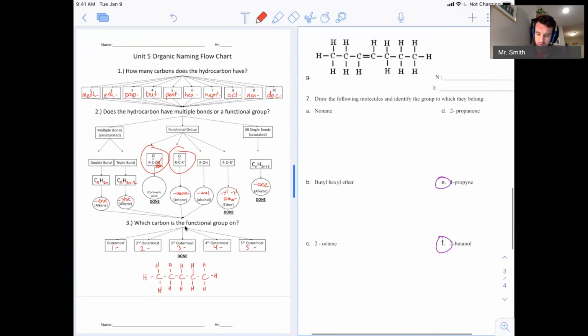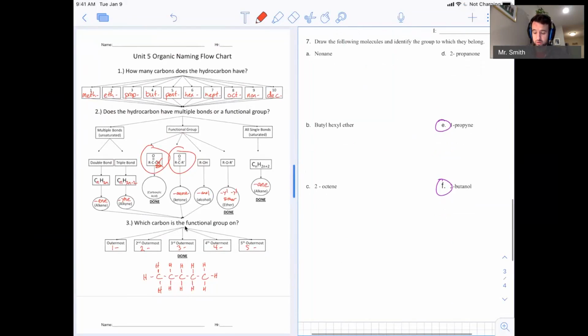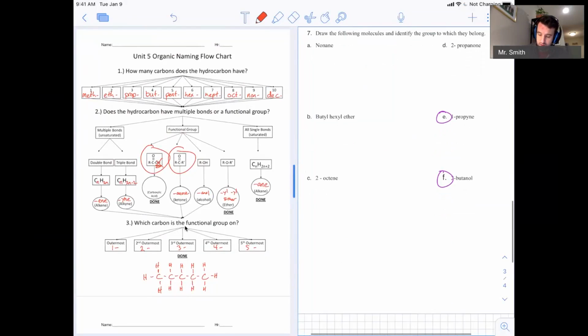Okay, moving on here. Now we have to name stuff, which is a little bit more difficult. The first one ends in yne, so yne means we're going to have to include a triple bond somewhere. Prop means 3 carbons, so 1, 2, and 3 carbons right there.